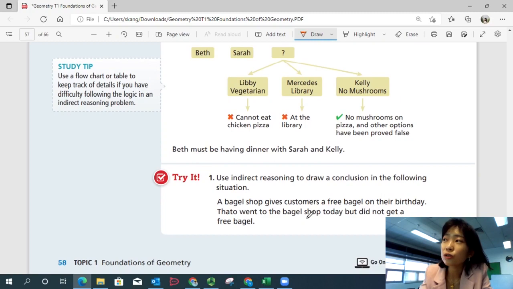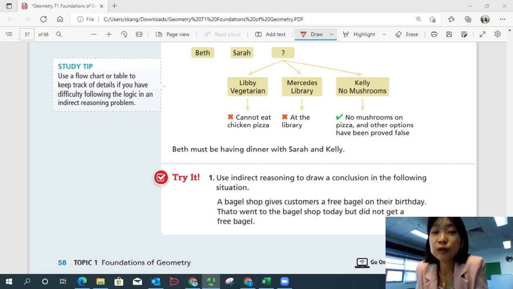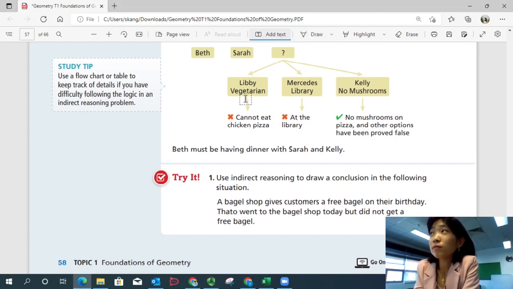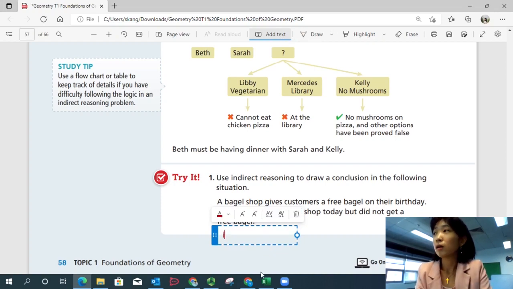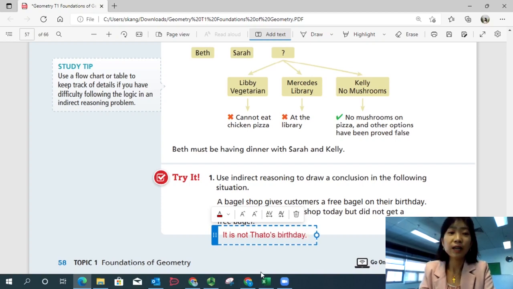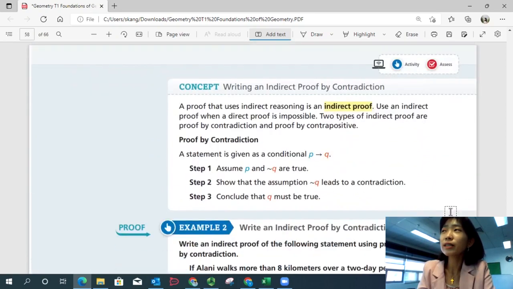Use indirect reasoning to draw a conclusion in the following situation. A bagel shop gives customers a free bagel on their birthday. Thada went to the bagel shop today but did not get a free bagel. So what do you think? What is a conclusion that you can make using this information? You can say that it's not Thada's birthday, because he didn't get a free bagel, right? Did you get it? Good job. Let's look at the next page.